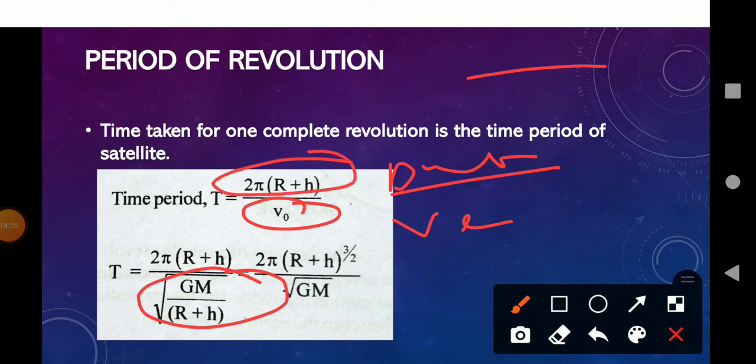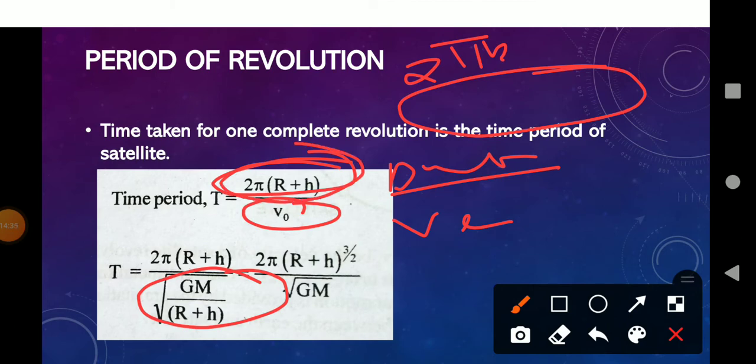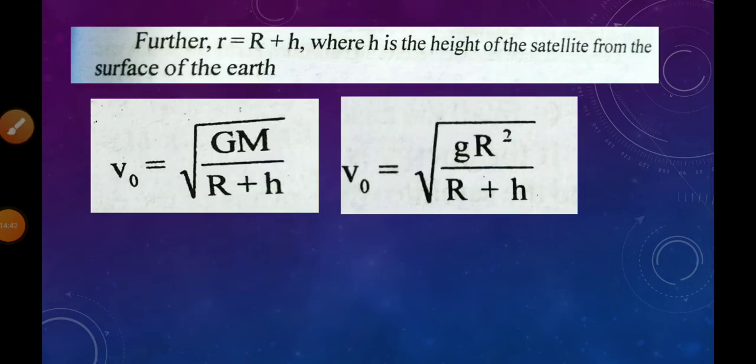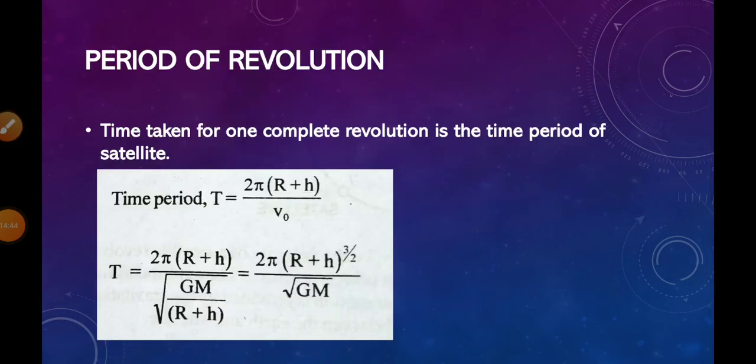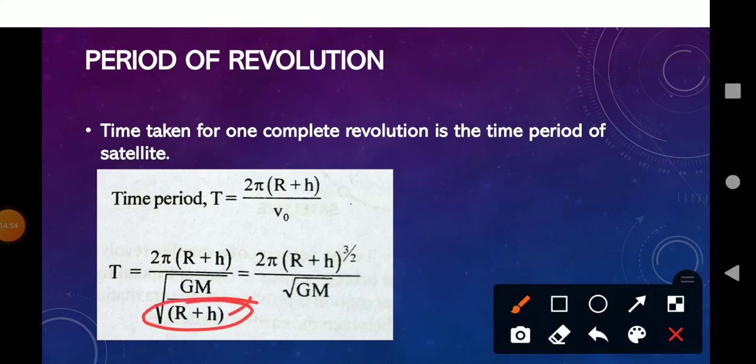Since we are considering a circular orbit, we know the circumference equation, 2 pi r. Here the radius is R plus h, so the distance is 2 pi (R plus h) divided by v naught. We know v naught is equal to root GM by R plus h. So T is equal to 2 pi into (R plus h) divided by root of GM by (R plus h). By taking the root of R plus h from the denominator to the numerator, we get T equal to 2 pi (R plus h) all raised to 3 by 2 divided by root GM.